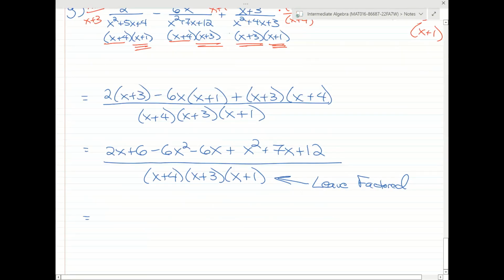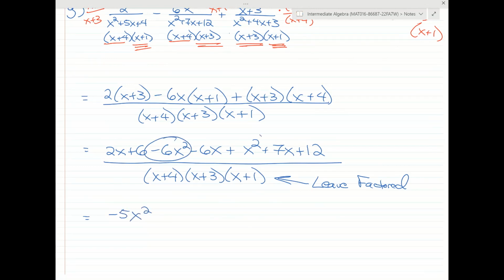And then on top, let's see what we have. This will just be negative 5x squared. That takes care of this and this. We have 2x minus 6x and 7x, so that's 3x. And then 6 and 12 is 18.